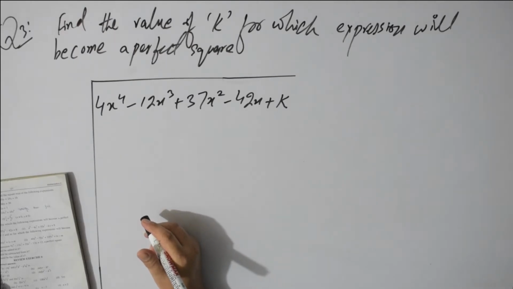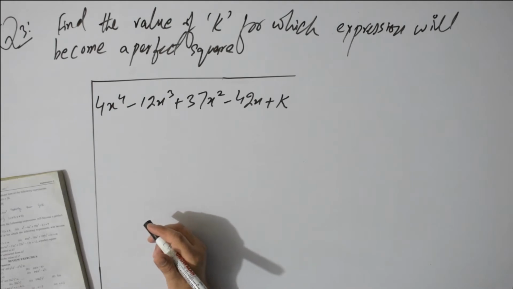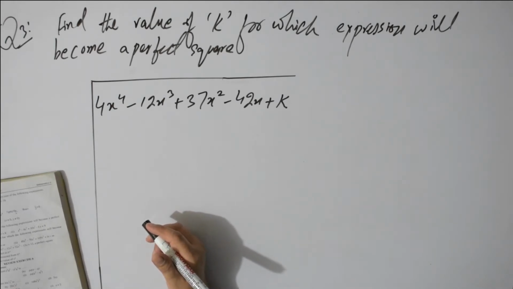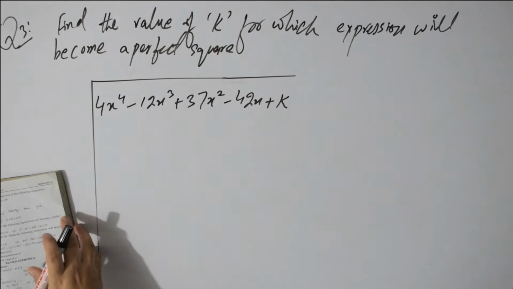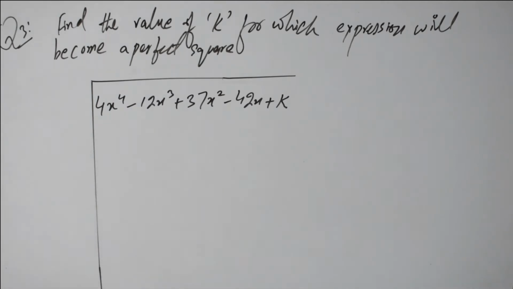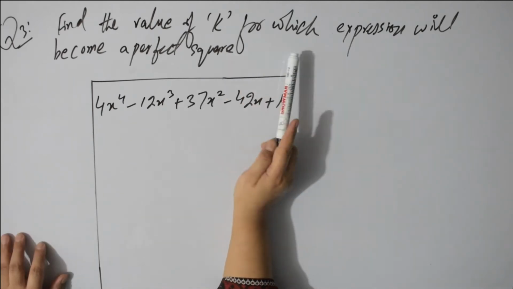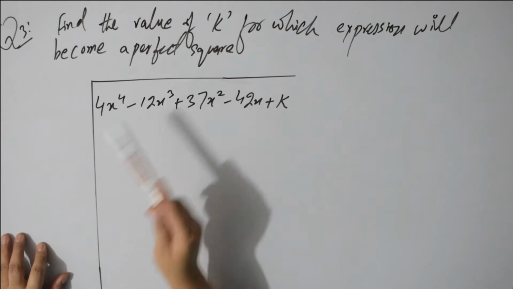Assalamu alaikum students, today I am doing question number 3 of exercise 6.3, which is at page number 127. Question number 3 is, I am reading, find the value of k for which the expression will become a perfect square.